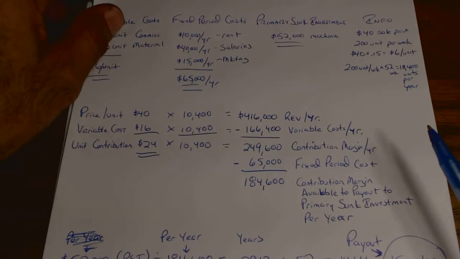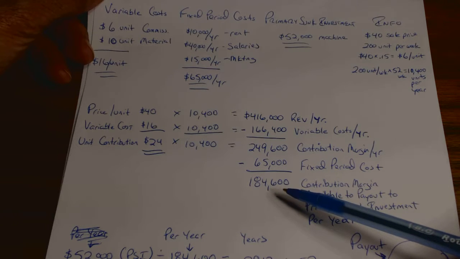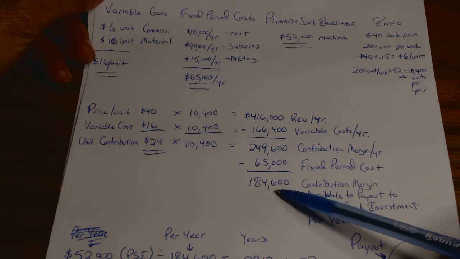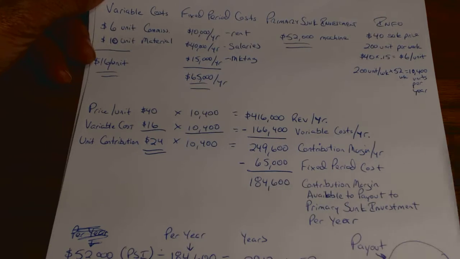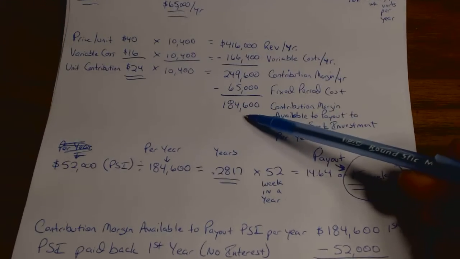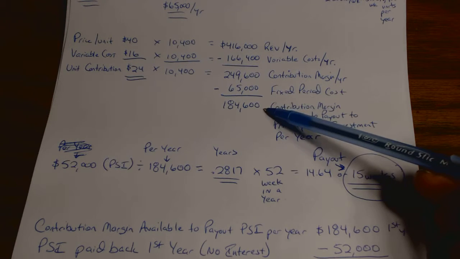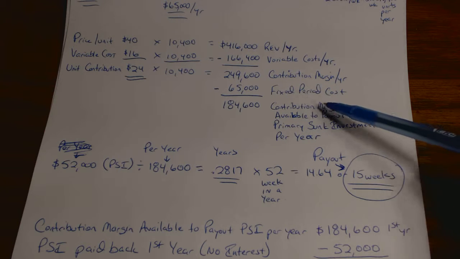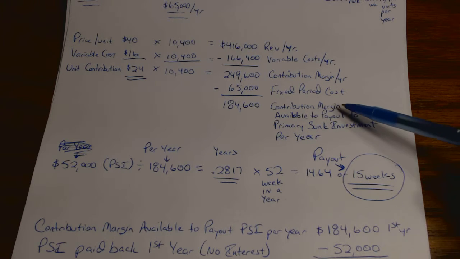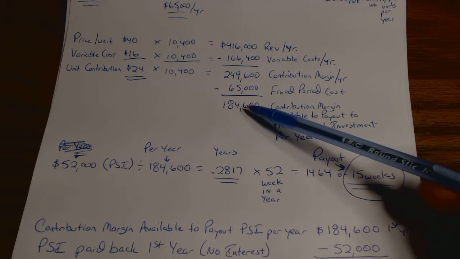Okay, so don't be fooled by this, because you just got to remember that what you're doing basically is paying your uncle back at year 1, right? You're paying him the 52,000 back. So you know that using these numbers, you have $184,600 a year in contribution margin, which is the same as gross profit, right? To pay back the investment. So you can pay back that investment the first year.